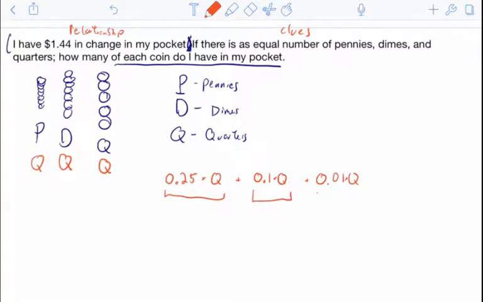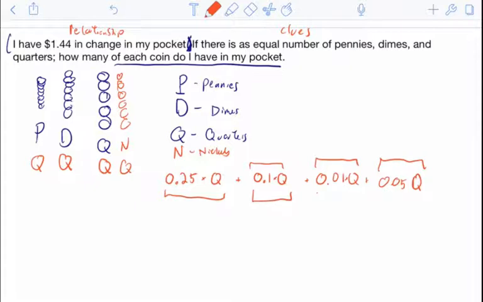Whoa, I forgot nickels. Oh, geez. How could I forget nickels? Okay, so there are Q nickels, and 0.05 for each nickel. So this is the amount of money in quarters, this is the amount in dimes, this is the amount in pennies, and this is the amount in nickels. If you add them all up, you get 1.44.